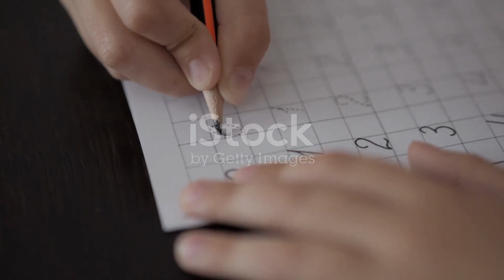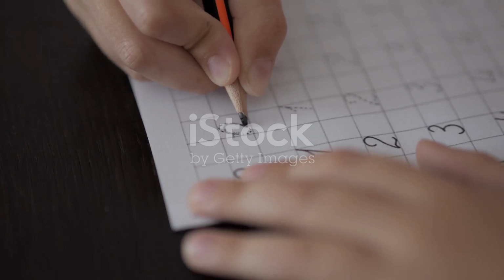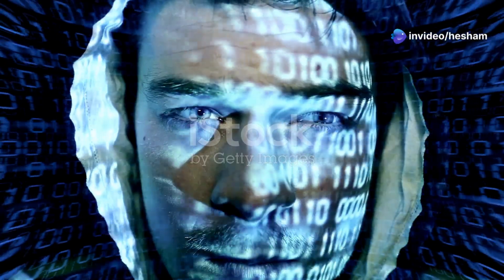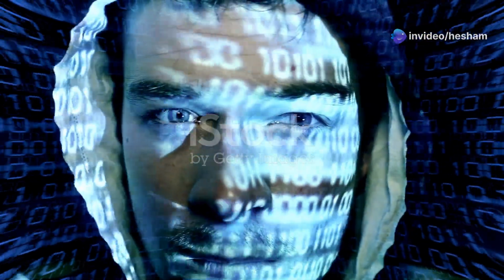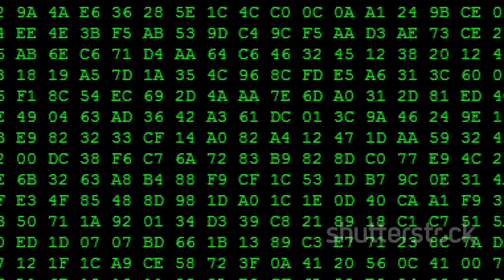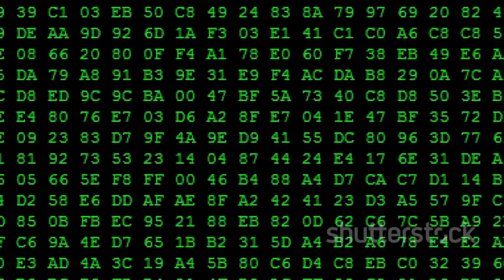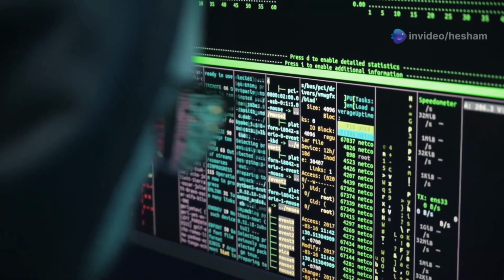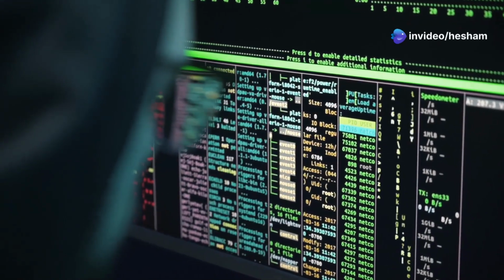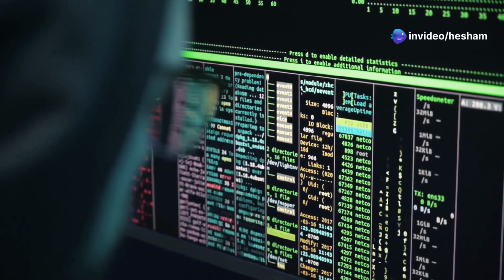Just like we use languages to communicate, computers use number systems. While we use the decimal system, base 10, with 10 digits, computers primarily use the binary system, base 2, with only 2 digits, 0 and 1. But that's not all. Computers also use other number systems like octal, base 8, and hexadecimal, base 16. These systems provide a compact way to represent binary data, making it easier for us humans to understand.